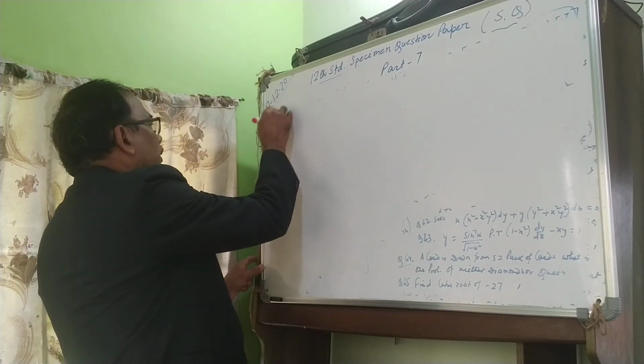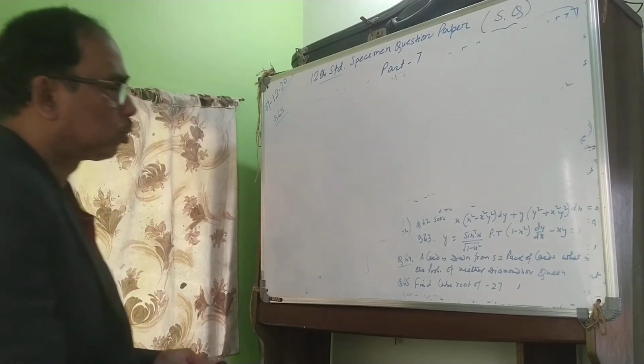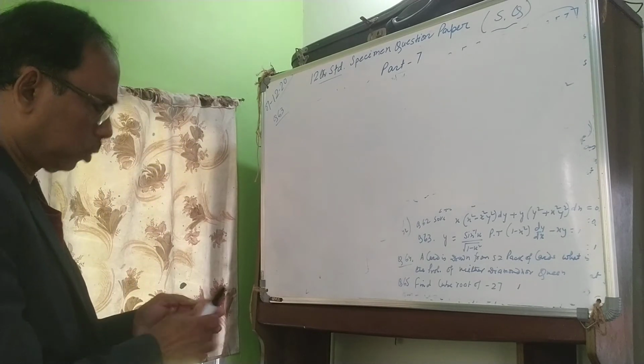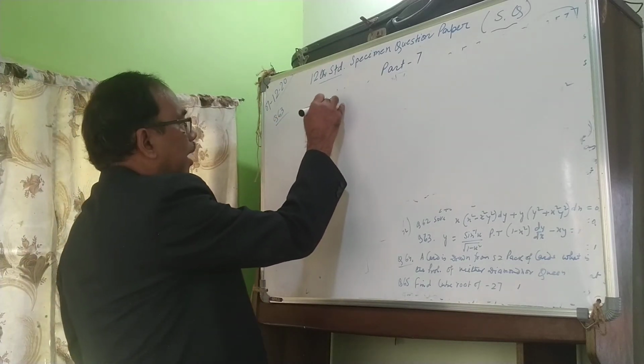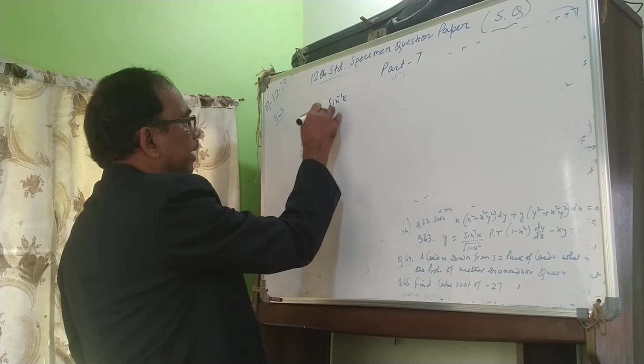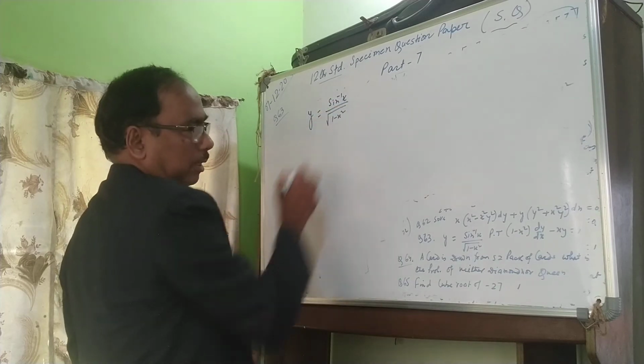Question number 63. Here y equals sine inverse x over root of 1 minus x square. Prove that (1 minus x square) dy/dx minus xy equals 1. We have to prove this.